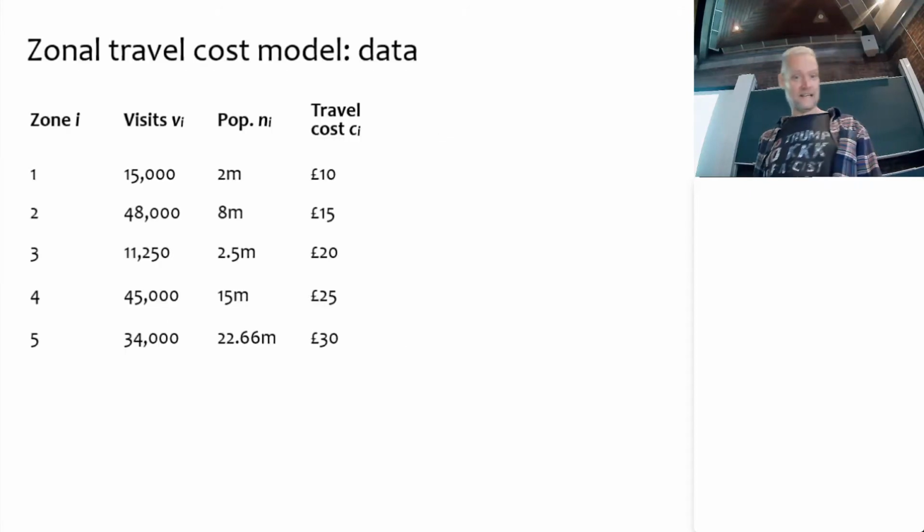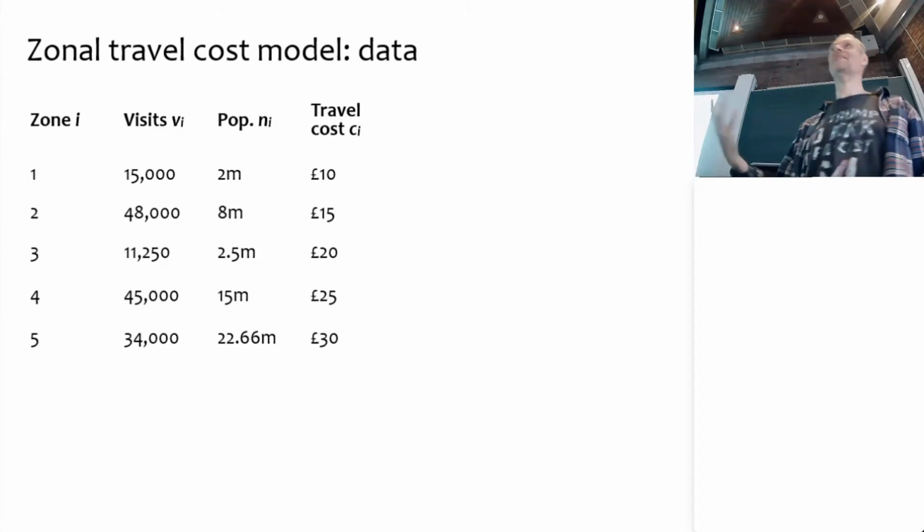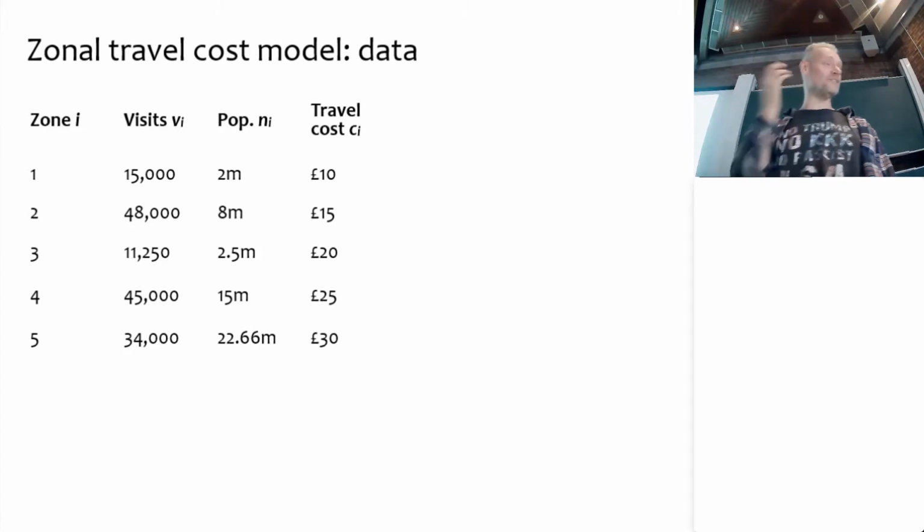And then you collect data about them. Now this example is not about Stenmer Park, as you may have guessed from the numbers, right? So let's assume that from zone 1, 15,000 people visit per year, from zone 2, 48,000, from zone 3, 11,000, and so on and so forth. But that doesn't mean anything. You also need to know the population, the people who potentially could have visited, right? So in zone 1, 2 million people live, and in zone 2, 8 million people live. So we're no longer talking about Stenmer Park, right? And so on and so forth.